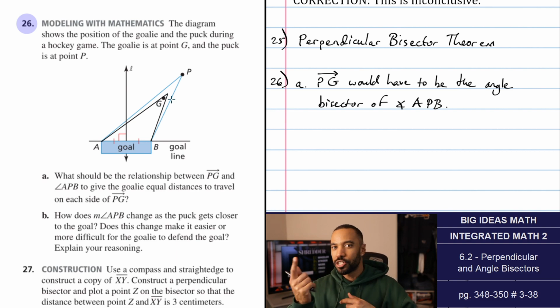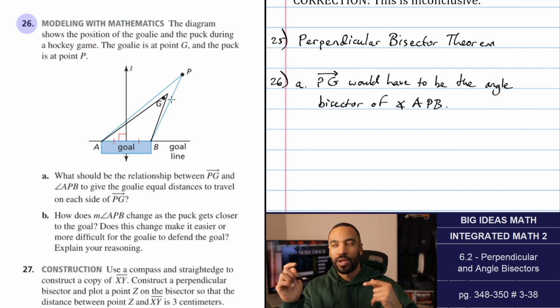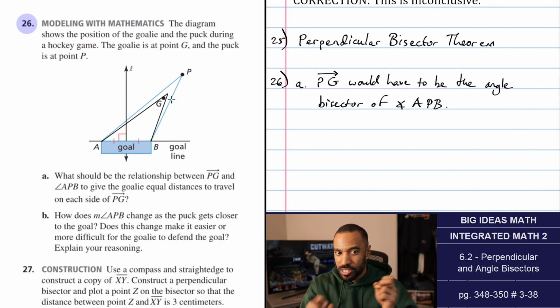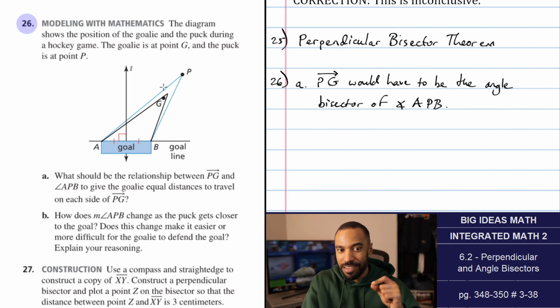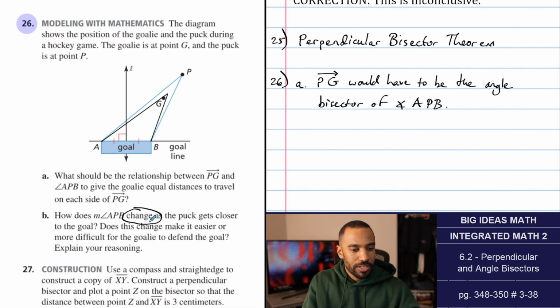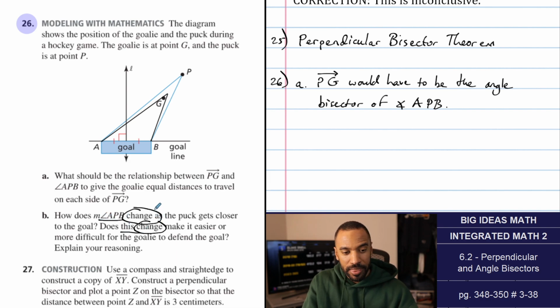Now we're talking about reaction time. We're talking about you close the gap from the goalie, so the distance the goalie has to travel has lessened, even though the angle got bigger. So when they're saying, does the change make it easier or harder, are they asking about the change of the angle, because here's the word change, how does the measure change? Are they talking about that, or are they talking about just making the puck closer?